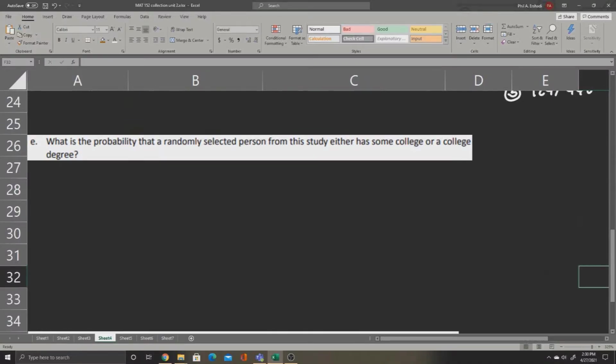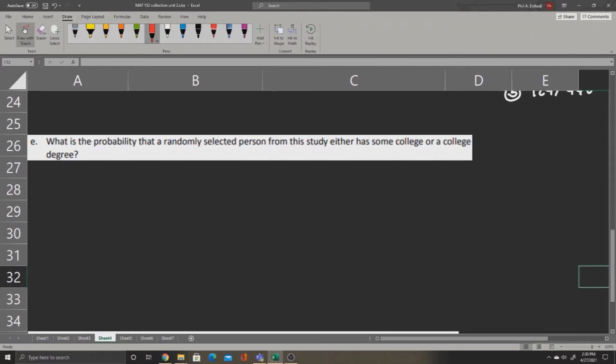Now for question E, we are asked what's the probability that a randomly selected person either has some college or a college degree? So again, we have two conditions. Some college, we have the word or in the middle, and the second condition is a college degree.